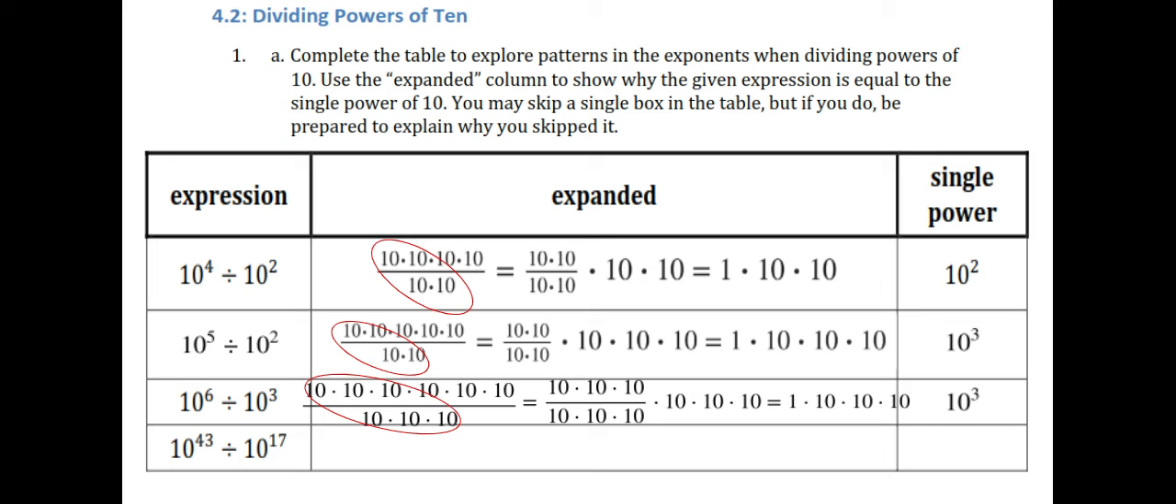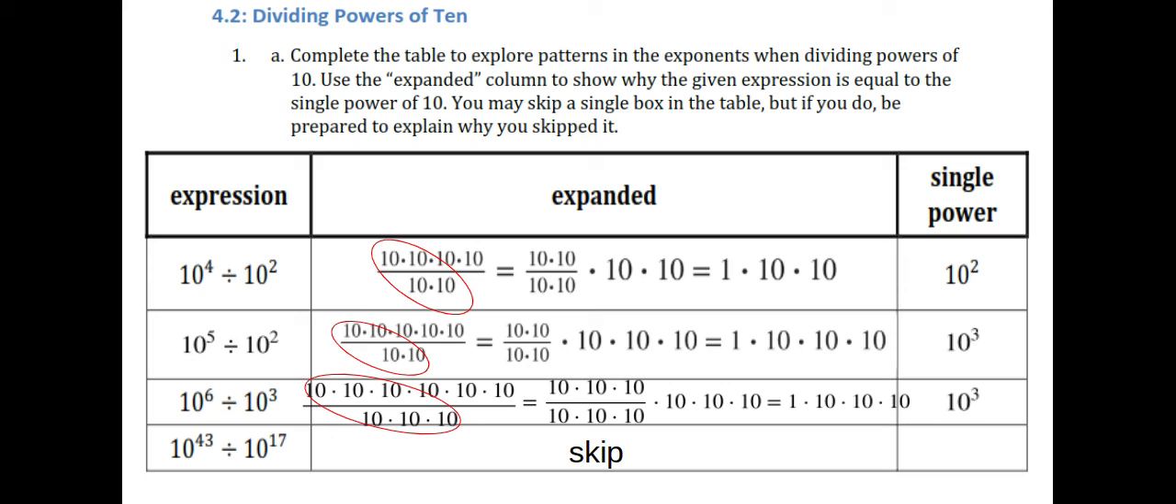In our last example, I notice that the exponents are much bigger this time. In order to write my expression in expanded form, I would have to multiply 43 factors that are 10 in the numerator and 17 factors that are 10 in the denominator. I don't think that'll fit in that little box, so this is going to be the box that I skip. However, if I look at the pattern of the other examples, I can figure out how to write the expression as a single power of 10.